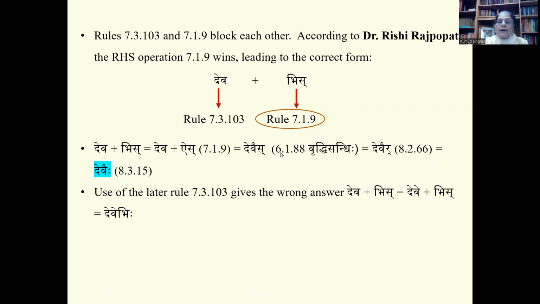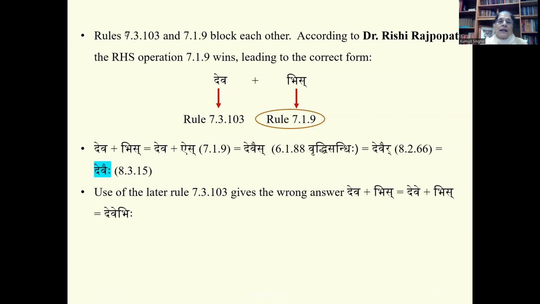And this is rule number 6.1.88. Now the sakara of devais is replaced by a repha by the rule 8.2.66. So devais becomes devair. And this repha becomes a visarga after applying rule 8.3.15. So deva plus bhis after these four rules becomes devaihi, which means by the gods.